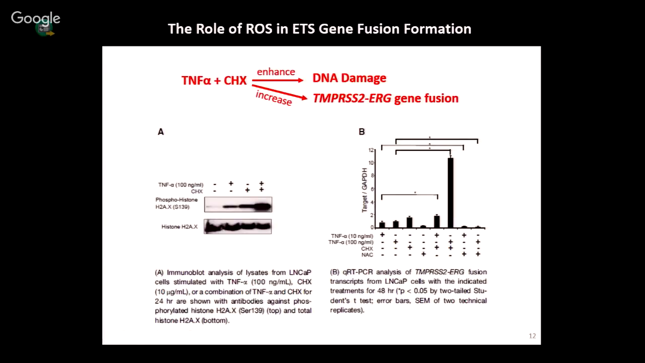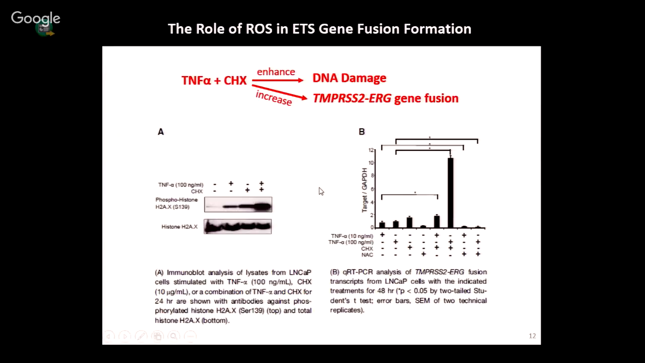They found that although single-agent treatment of LNCaP cells with either TNF-alpha or CHX, which is the cycloheximide, induced DNA damage, a combination of TNF-alpha and CHX markedly enhanced the extent of the DNA damage, as visualized by phosphorylated histone H2A.X elevated, and also increased TMPRSS2-ERG gene fusion formation. Combined with the result that treatment with NAC blocked TNF-alpha induced TMPRSS2-ERG formation, they conclude that ROS is the mediator of TNF-alpha induced TMPRSS2-ERG gene fusion formation.